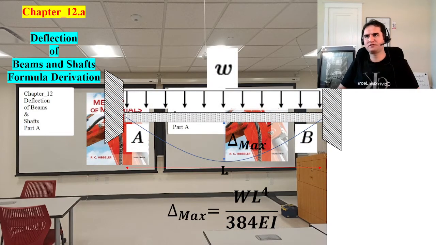Chapter 12, Deflection of Beams and Shafts, Part A, Formula Derivation.